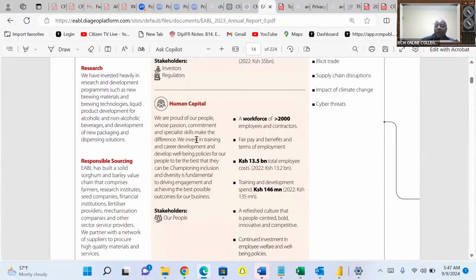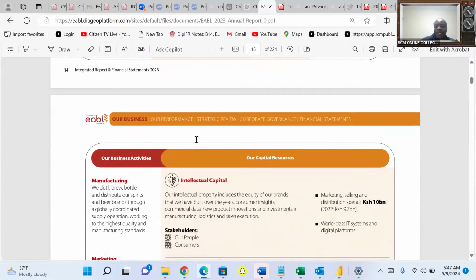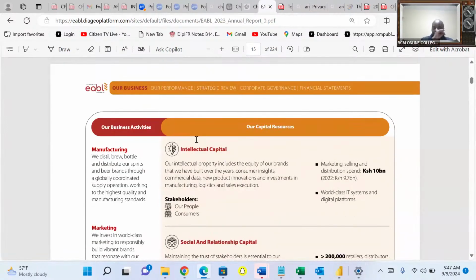So these are really key things that I would want you guys to read. Like if it is intellectual capital, ladies and gentlemen, our intellectual property includes the equity of our brands that we have built over the years, consumer insights, commercial data, new product innovations and investments in manufacturing, logistics, and sales execution. Stakeholders are people, consumers, so marketing, selling, and distribution, world-class IT systems and digital platforms, etc.